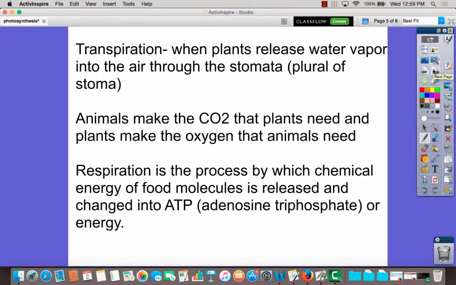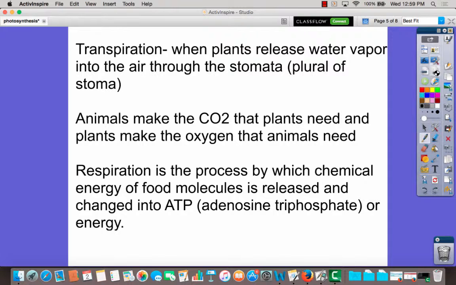And again, we take the oxygen that they release, and we release carbon dioxide, and they take it in through the stoma. During transpiration, water vapor is also released. So transpiration is a little different from respiration. Transpiration is when it releases water vapor. That's the basics of what you need to know.